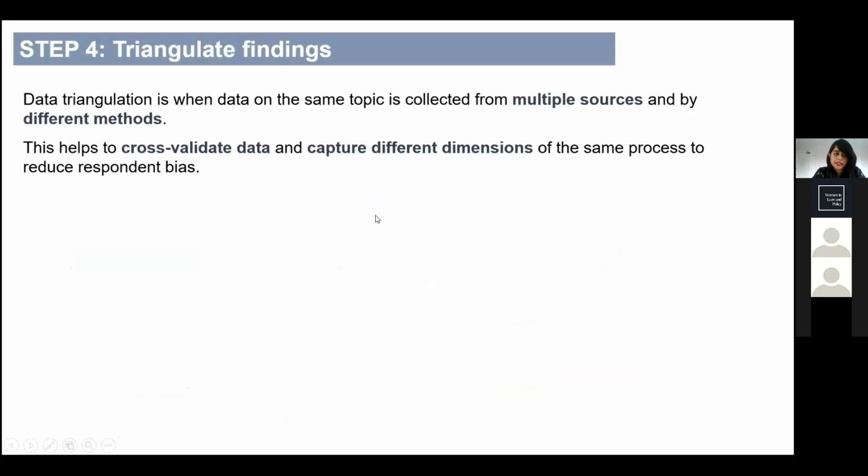All right, moving on to the next step. The next step is triangulating the findings. Data triangulation is something perhaps some of you are familiar with, others it may be a new thing. And that is what we are here to discuss as well. Data triangulation is when data on the same topic is collected from multiple sources using multiple methods. As you understood, we are collecting data, let's say, on the cash transfer from the mothers, from the implementing officials, from the donors, funders, etc., using different methods: interview, FGD, focus group discussion, key informant interviews, so on and so forth. And why we do this is because it helps to cross-validate data and capture different dimensions of the same problem and thereby reduce respondent bias.